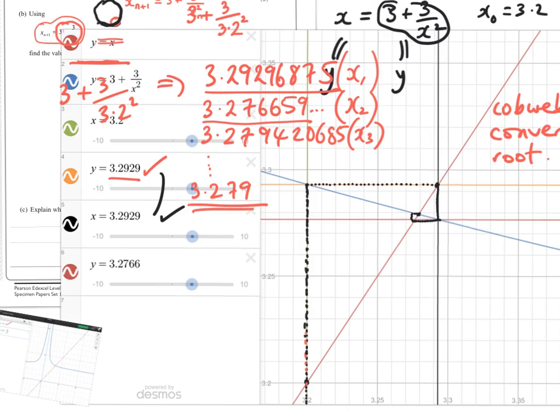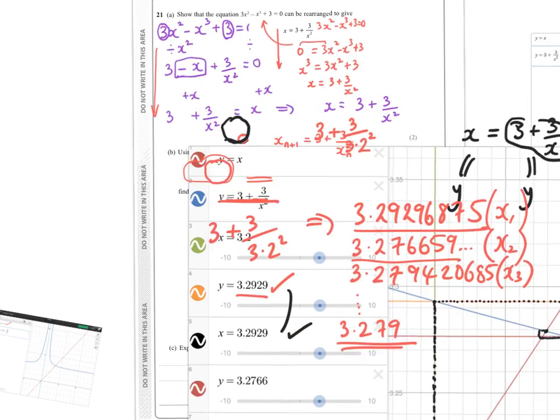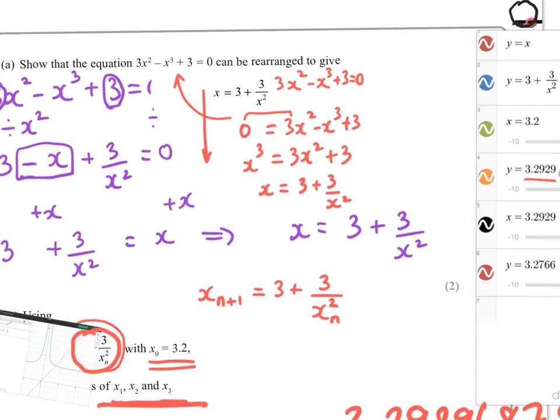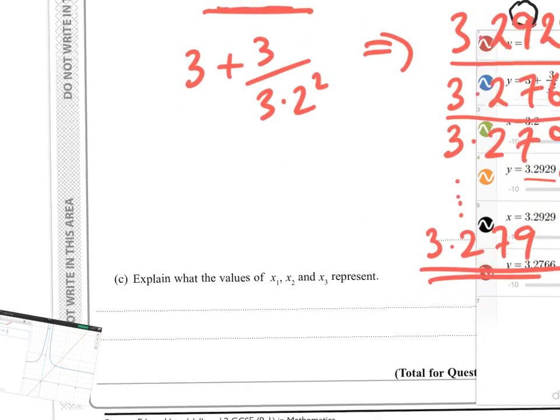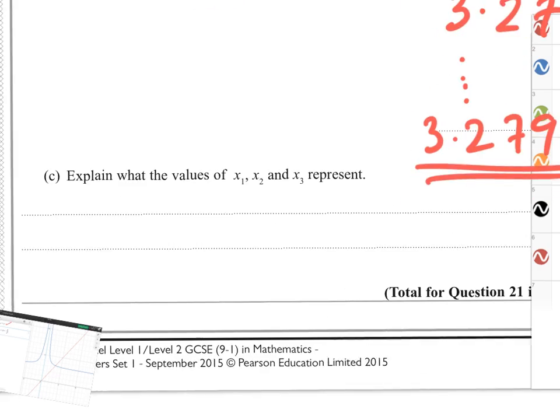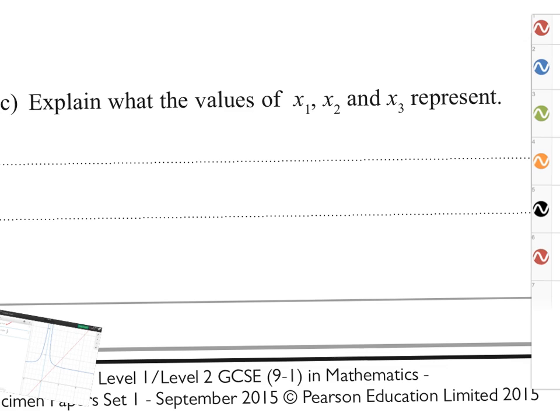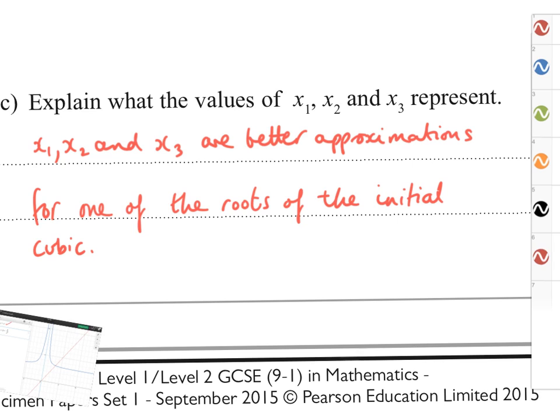Okay, so this is probably why in this particular question, I'll get rid of all this rubbish here. This is why it gave you this iterative form, because the examiner knows that this one actually works. So it says in the next part, part C, it says explain what the values of x1, x2 and x3 represent. And what I've said here is x1, x2 and x3 are just better approximations for one of the roots of the initial cubic. Don't forget that initial cubic that we had to start with.